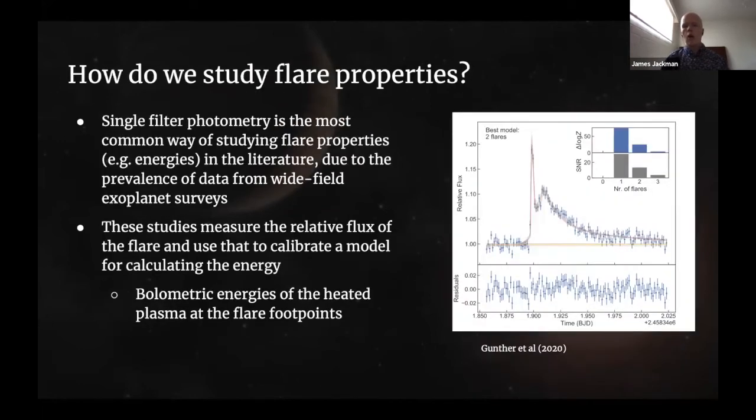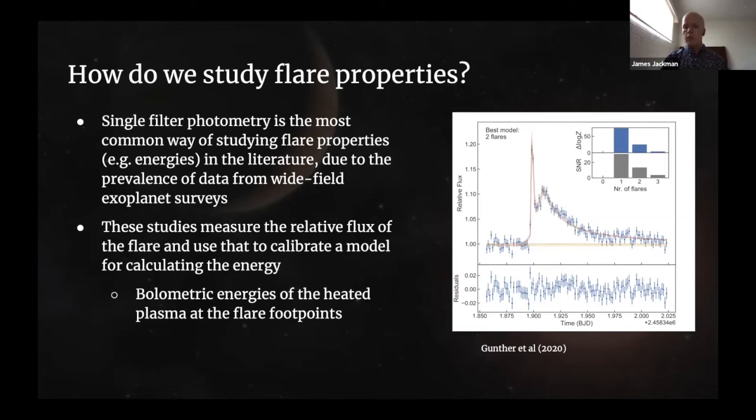Now, in the flare literature, the bulk of stellar flare observations that we use for probing the amplitudes, durations, and energies of stellar flares comes from single filter photometry. This is due to the prevalence of data from wide field exoplanet surveys, such as Kepler and TESS. These studies observe tens of thousands of stars almost simultaneously for months or even years at a time. With these observations, studies measure the relative flux of the flare, such as that shown here on the right-hand side, and use that to calculate durations, such as the T-half duration, the full width half maximum, flare amplitudes, and then also use these optical observations to calibrate models for calculating bolometric energies and in turn bolometric flare rates.